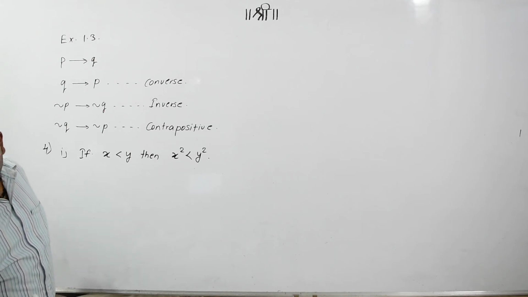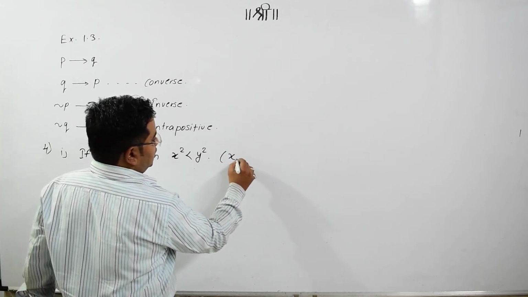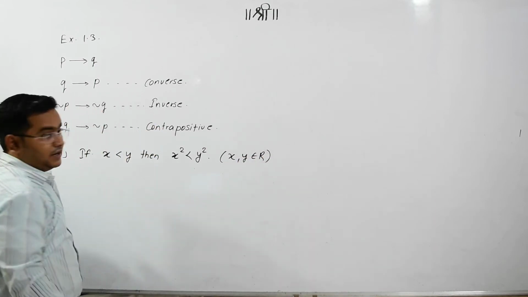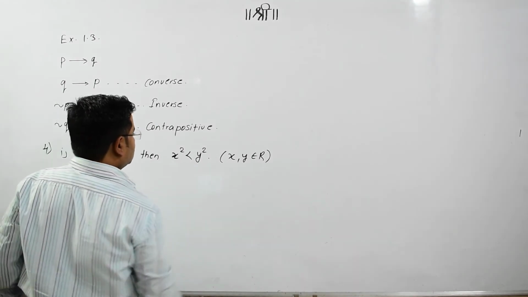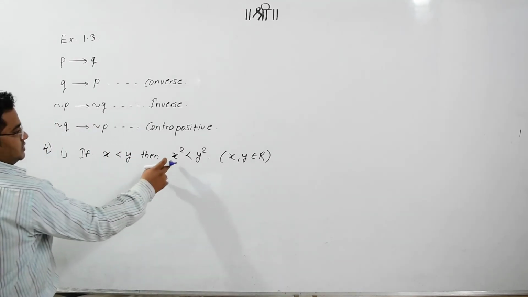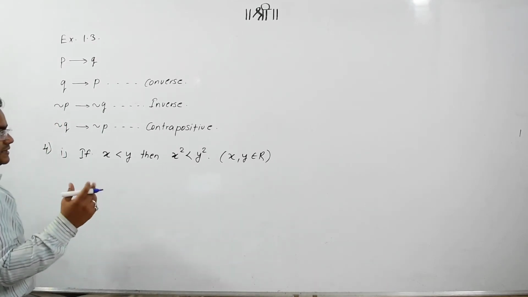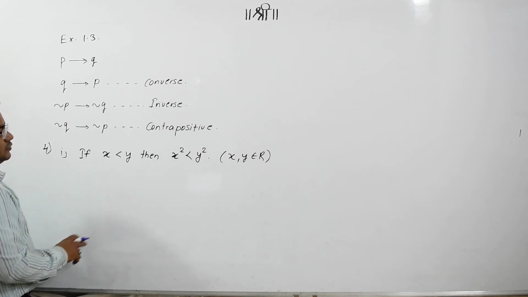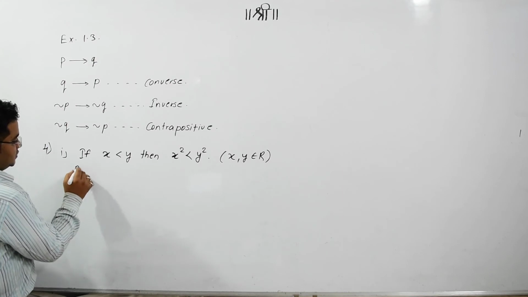Where x and y belong to R. That's not the important part right now, because whether this is a true or false statement is not the point. If these were complex numbers, then this statement would be false, but we are not discussing that here. What we need to do is form the converse, inverse and contrapositive.